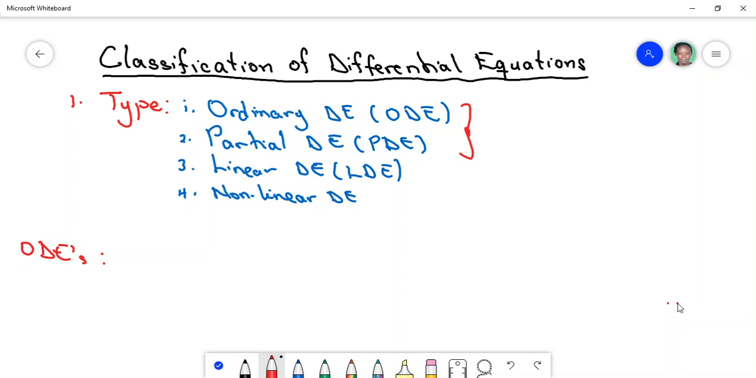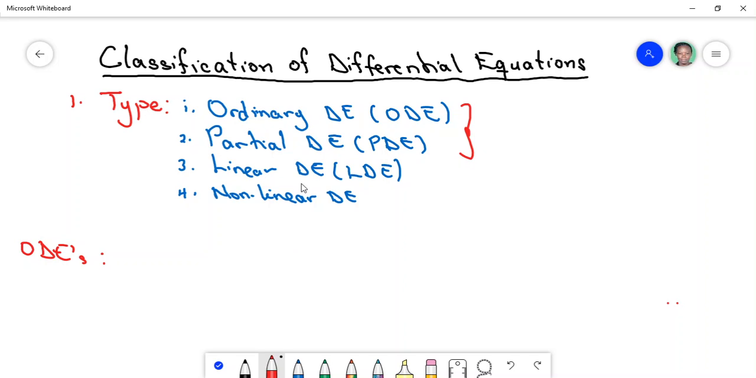Our lesson today, we are looking at classification of differential equations. So we are classifying the differential equations into different forms. And one of the classifications we are discussing today is the type of differential equations. So we have various types of differential equations. We have the ordinary differential equation, the ODE, partial differential equation, PDE. You have linear and non-linear differential equations as well. But in this lesson, our focus is going to be on the ordinary differential equations and the partial differential equations.